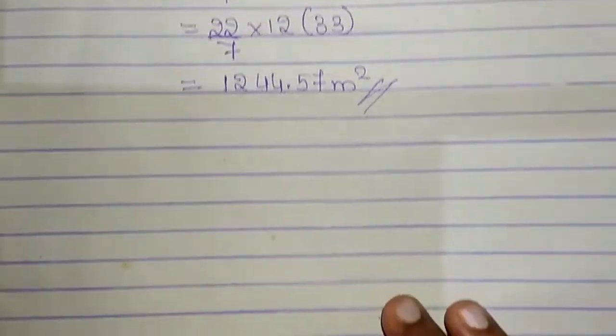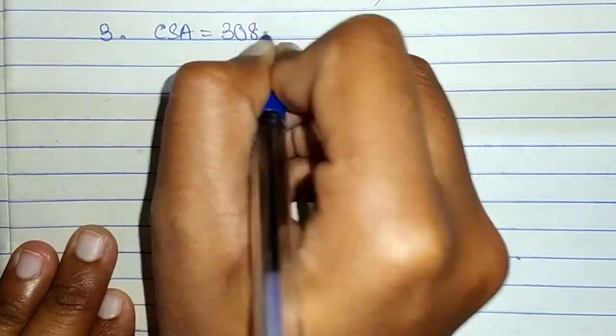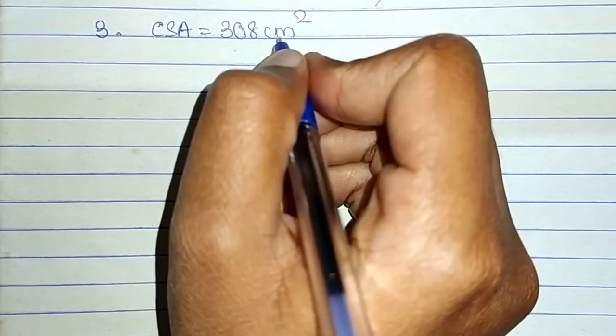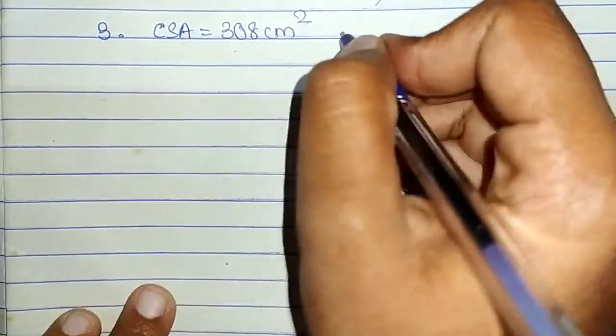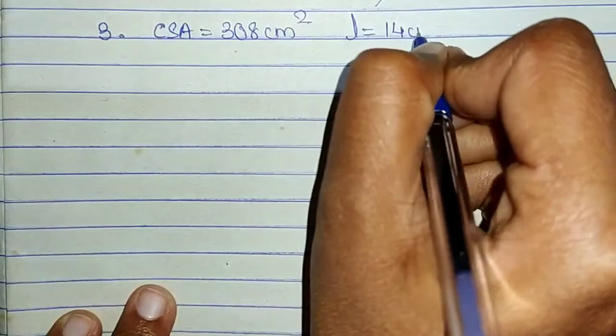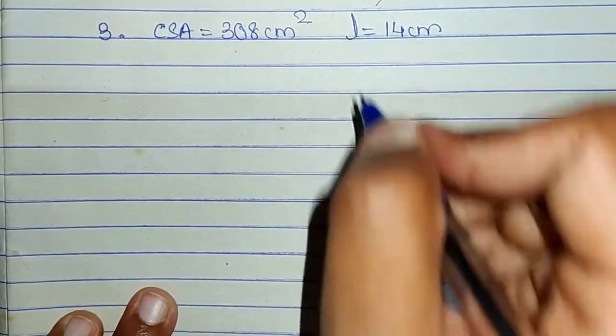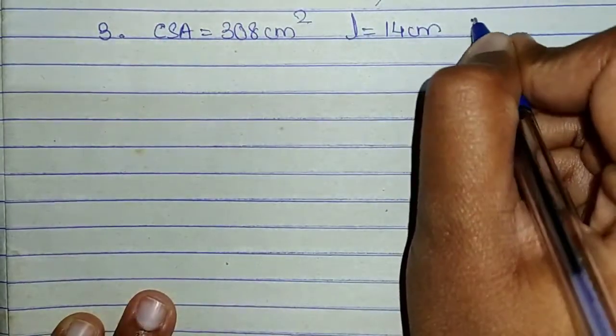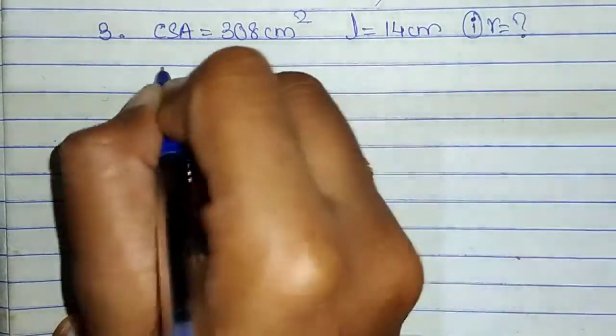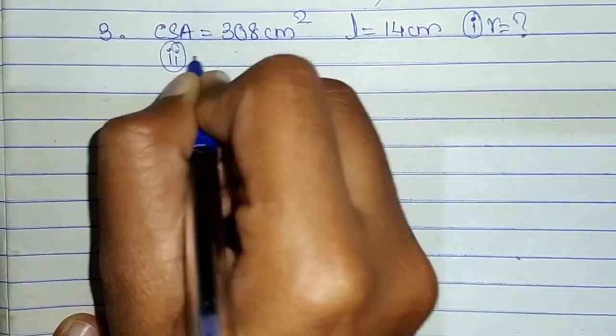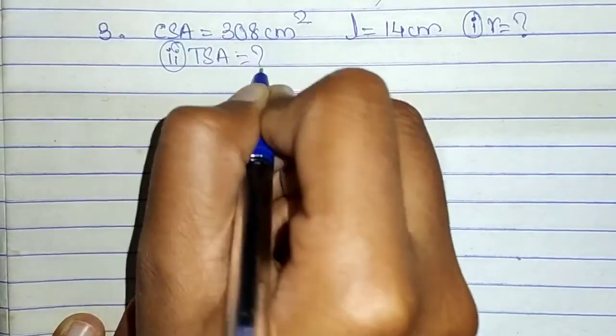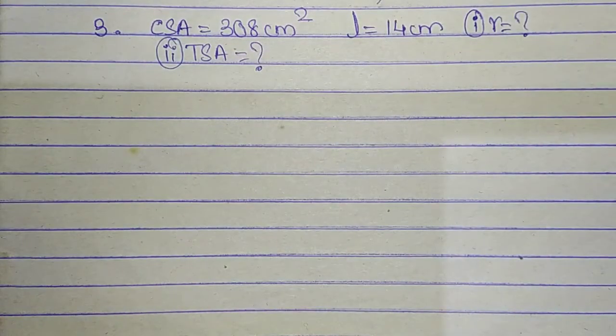So moving ahead to the third question. The curved surface area of a cone is 308 centimeters square. They have told us that CSA is equal to 308 centimeters square, and its slant height is 14 centimeters. L is equal to 14 centimeters. Find the radius of the base. The first question is to find R, and after we find the radius, the second question is to find the TSA or the total surface area of the cone. So this is a straightforward question.